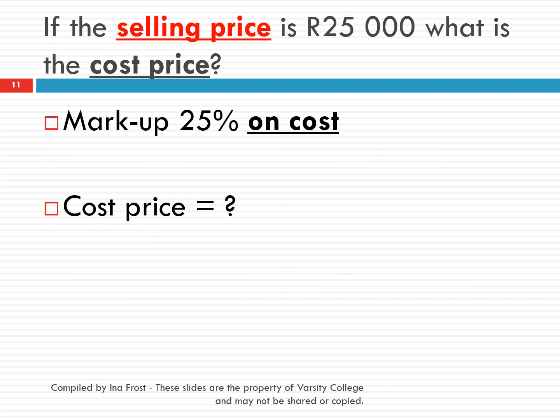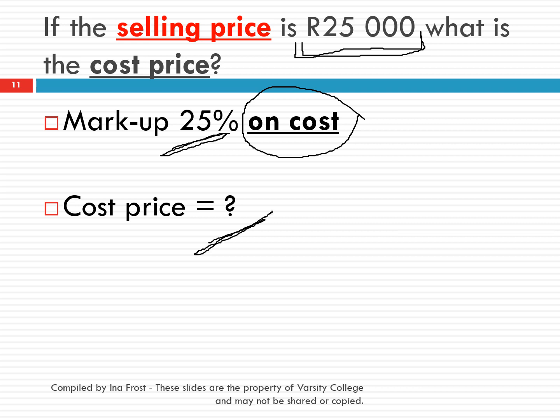So now let's show you how this is going to work with a couple of calculations. Here we have a scenario where the selling price, so take note of that, the selling price is 25,000 rands. This business uses a 25% markup, and I'm specifically talking about a markup on the cost price. The question says, work out the cost price.